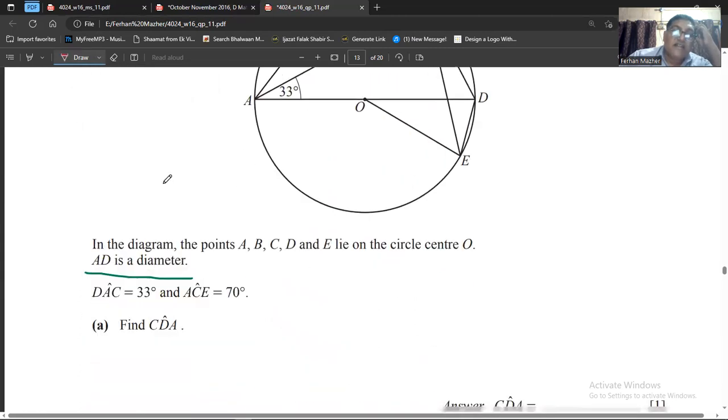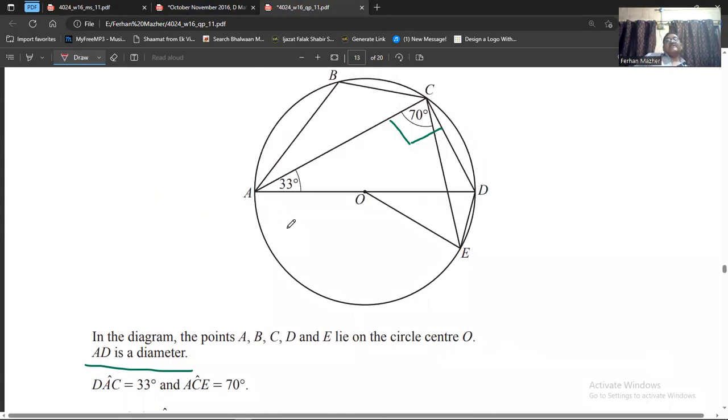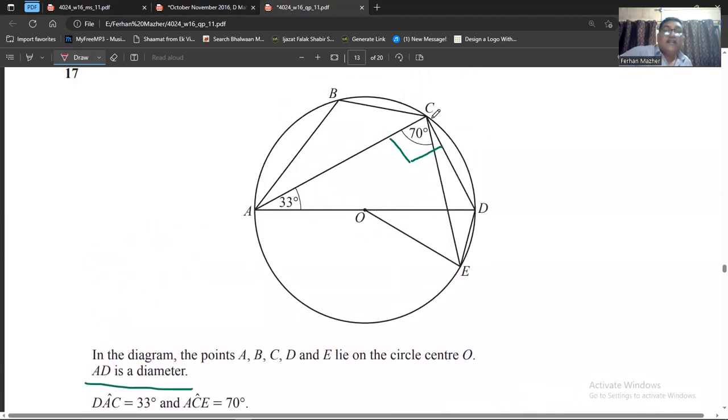Okay, then their first question is, He says the DAC is 33 and the ACE is 70. So their question is find the CDA. So they are basically asking me this question.